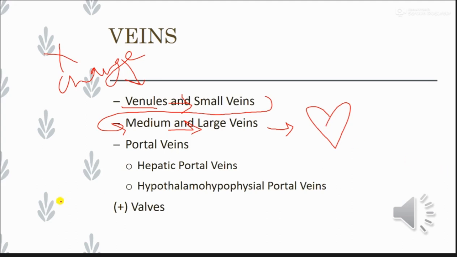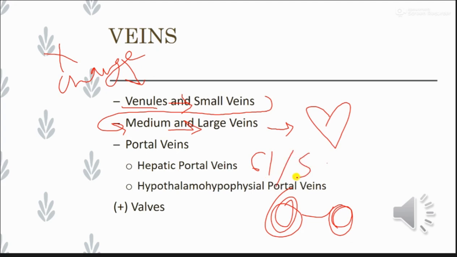We also have the portal veins. Portal veins begin in a primary capillary network, extend some distance, and then end in a secondary capillary network, so there are two capillary networks. What is unique about portal veins is that there is no pumping mechanism like the heart between the two capillary networks. An example is your hepatic portal vein. It carries blood from the capillaries in your GI tract and spleen to the dilated capillaries called sinusoids in the liver. That's why it's the hepatic portal vein.